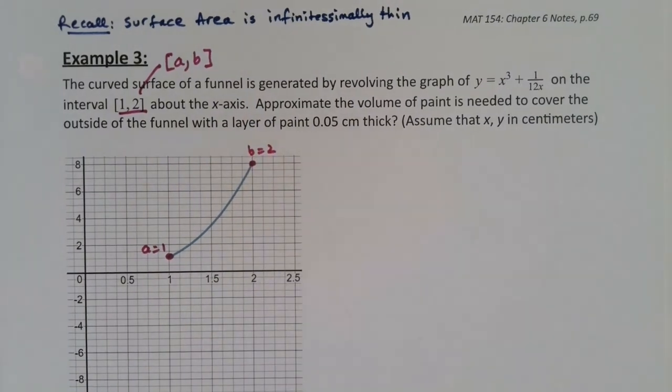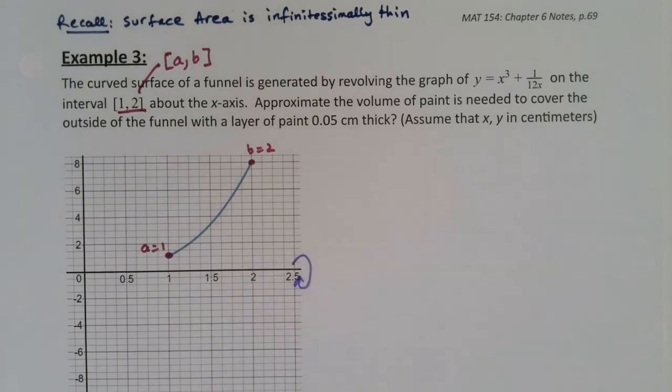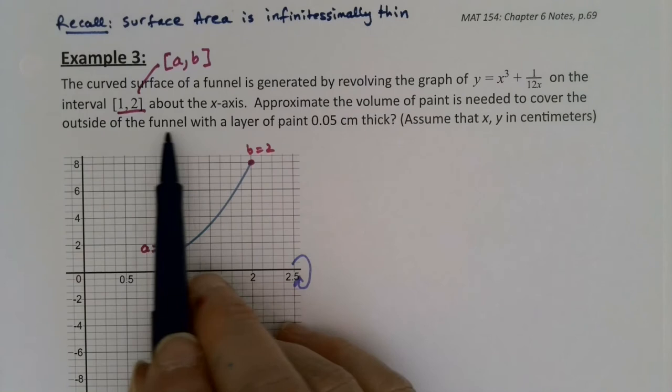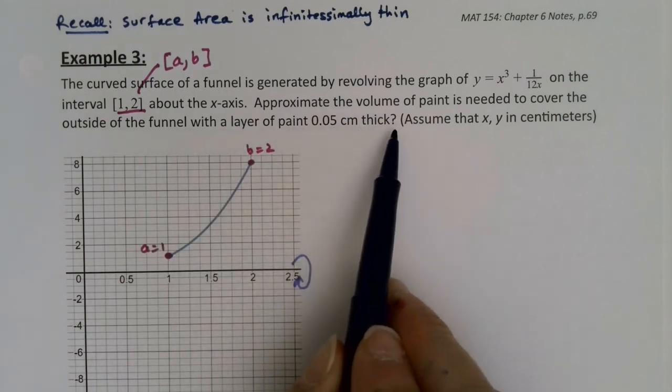But we're actually going to go around the x-axis this time, which is really nice for us because that makes it easier. We don't have to solve for a function of y or anything. So we're going to rotate around the x-axis, and we're going to be building this funnel. And then we want to paint it with a layer of paint 0.05 centimeters thick.